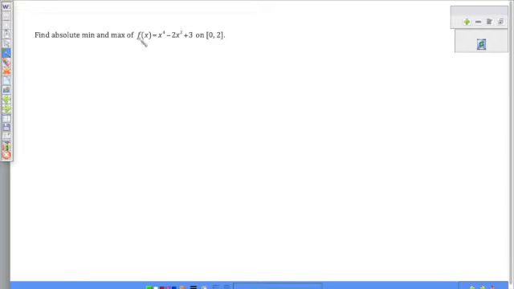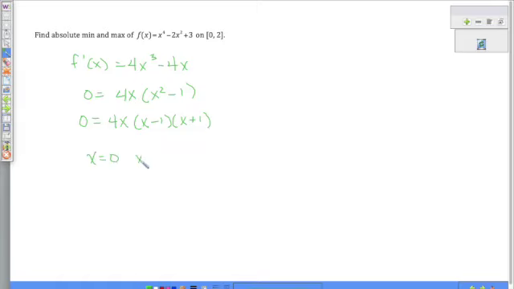All right, find the absolute max and min. So once again, I'm going to start by finding the derivative. So that's 4x cubed minus 4x. The critical points are when the derivative is equal to 0. I'm going to take out a 4x, and I'm left with x squared minus 1. This is a difference of two squares, I know you all remember that from Algebra 2. So I have x equals 0, x equals 1, and x equals negative 1.